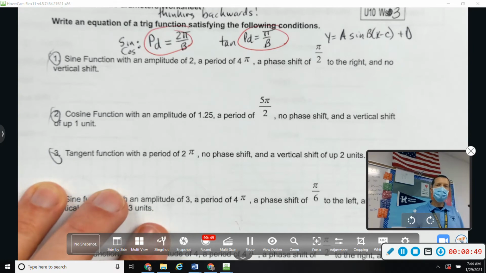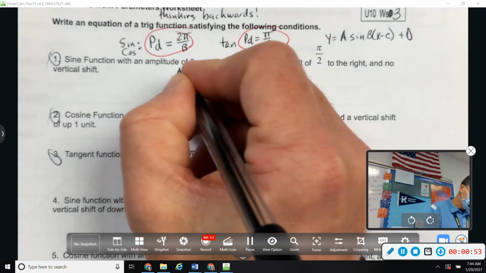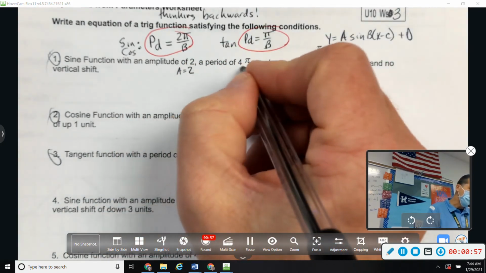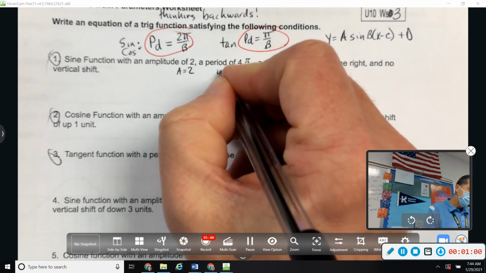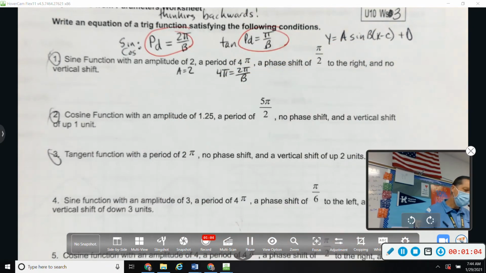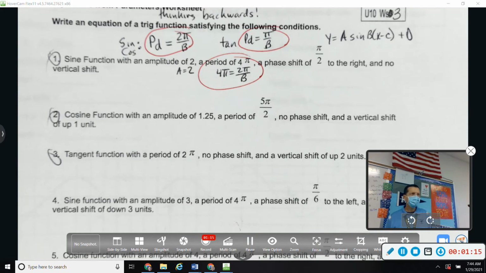So let's do number 1. The sine function with an amplitude of 2, so a is 2. Period of 4 pi, so that means 4 pi equals 2 pi over b. Phase shift of pi over 2 to the right. No vertical shift. Okay, the trickiest part of all these is always figuring out what b is. The rest, just plug right into the equation. But figuring out what b is sometimes difficult.